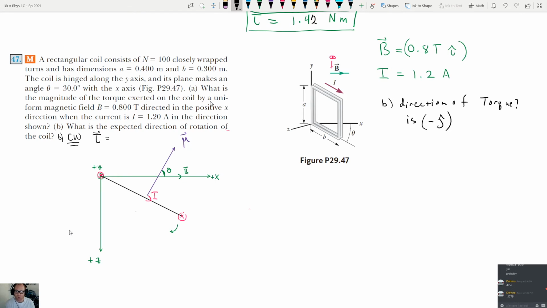Okay, what does part A say? What is the magnitude of the torque exerted by the coil on a uniform magnetic field? So we know that the torque was equal to mu cross B, right?